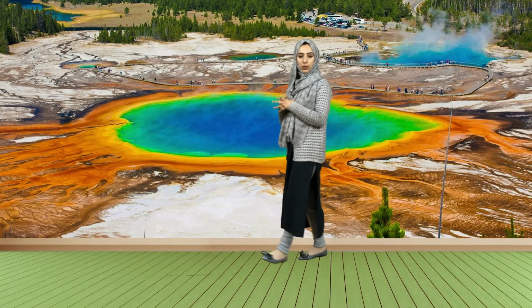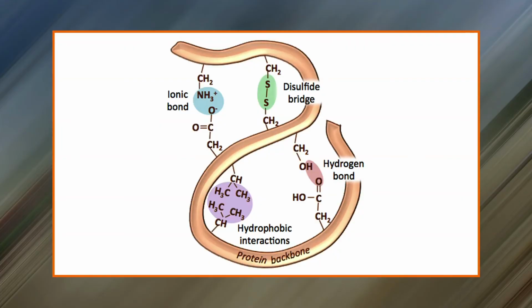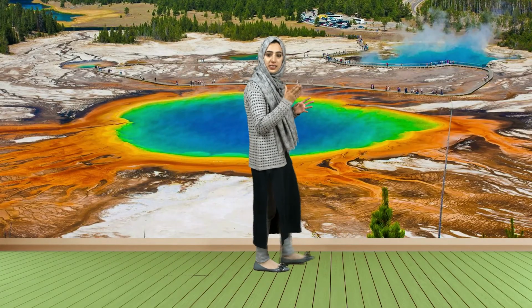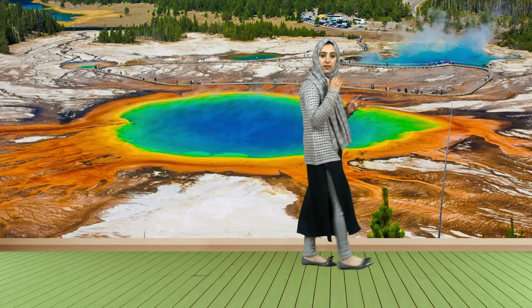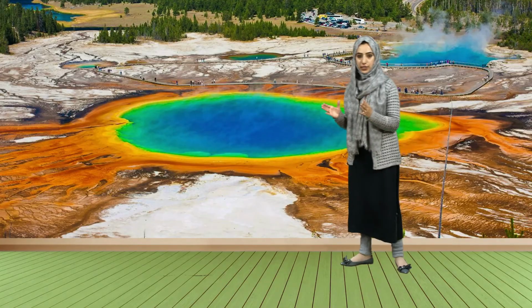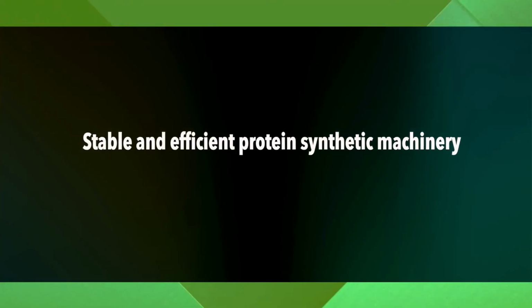Using genomic calculations, it was found that some thermophiles have a higher number of disulfide bridges than do mesophiles, and it was proposed that certain thermophiles use disulfide bonding as a major mechanism for protein stabilization. Next is the stable and efficient protein synthetic machinery.